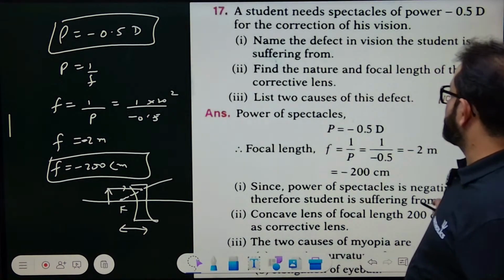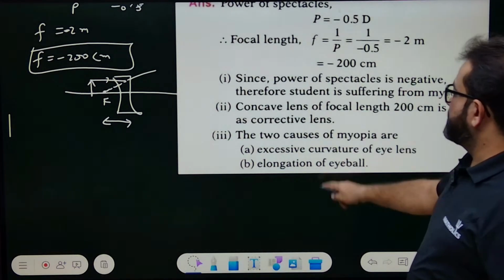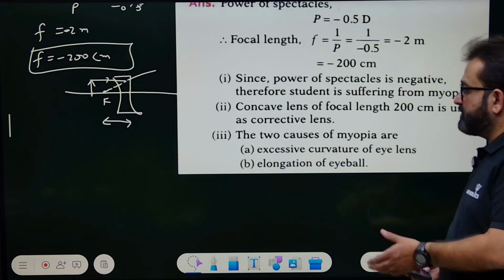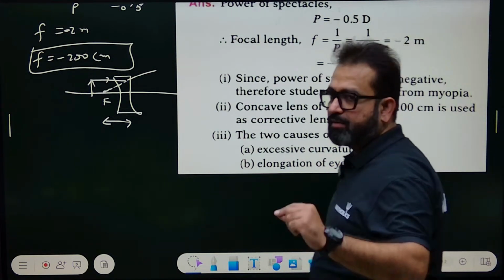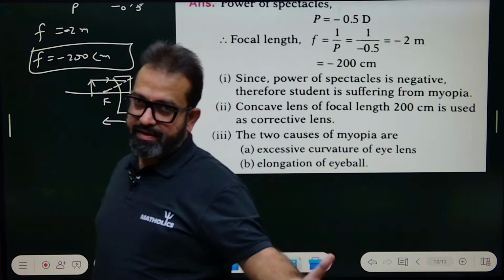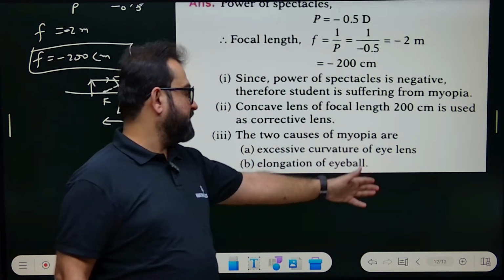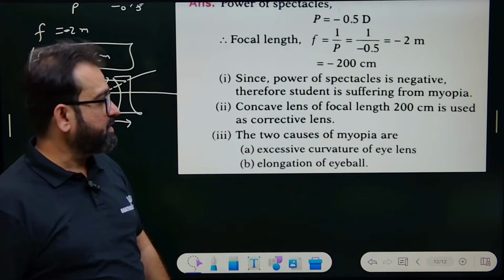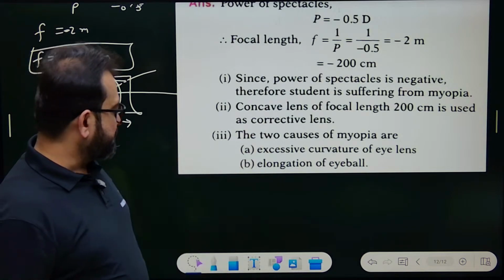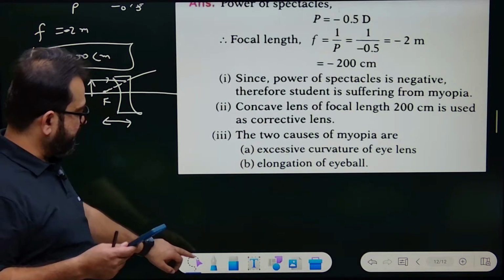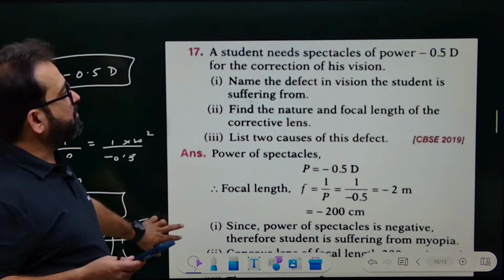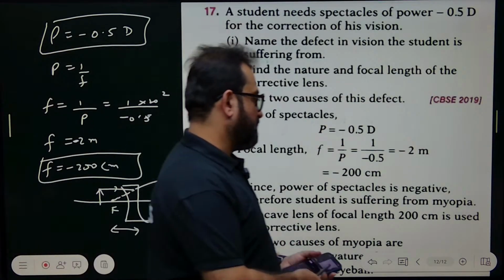What are the causes? Causes of this defect: excessive curvature of the eye lens. Yes or no? I told you, myopia: elongation of the eye lens, you can say, or excessive curvature of the eye lens, and elongation of the eyeball. These are the causes. Okay, I guess it is clear. I guess 17 is done now. Moving on to the next question.